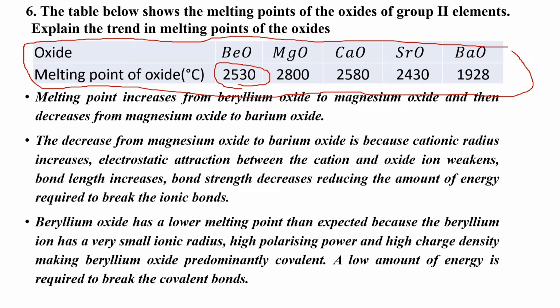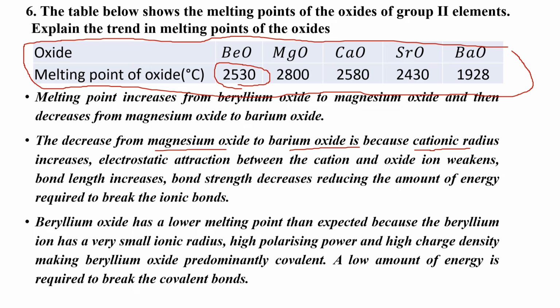So the decrease from magnesium oxide to barium oxide is due to the factor that we talked about, the ionic radius. The radius of the magnesium ions, calcium ions, strontium ions, and barium ions is increasing down the group, because cationic radius varies the same way as atomic radius. So because of the increase in the cationic radius, the ionic bonds, not the metallic bonds, become longer and weaker down the group.